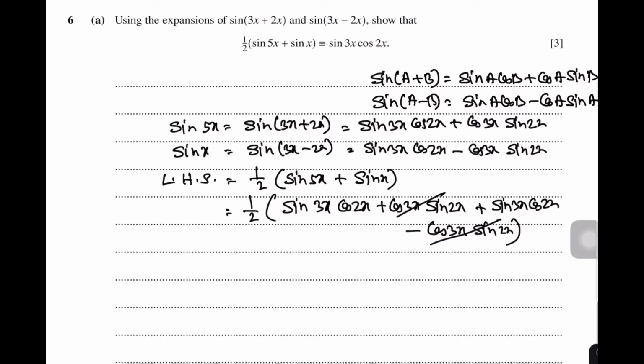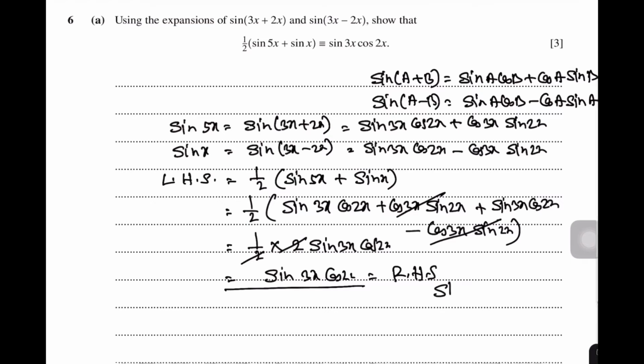Let me simplify these two, because plus and minus cancel. Half times 2 times sin 3x cos 2x. The two will cancel, so it becomes sin 3x cos 2x. This is the right hand side, shown.